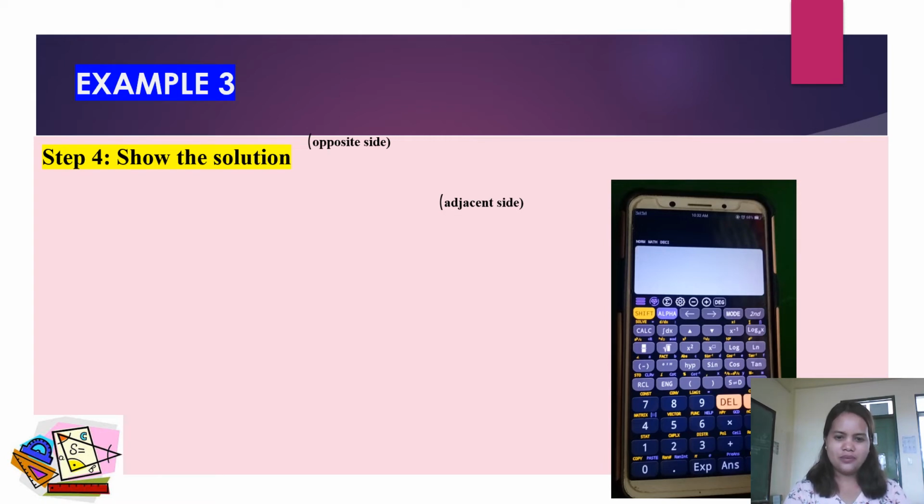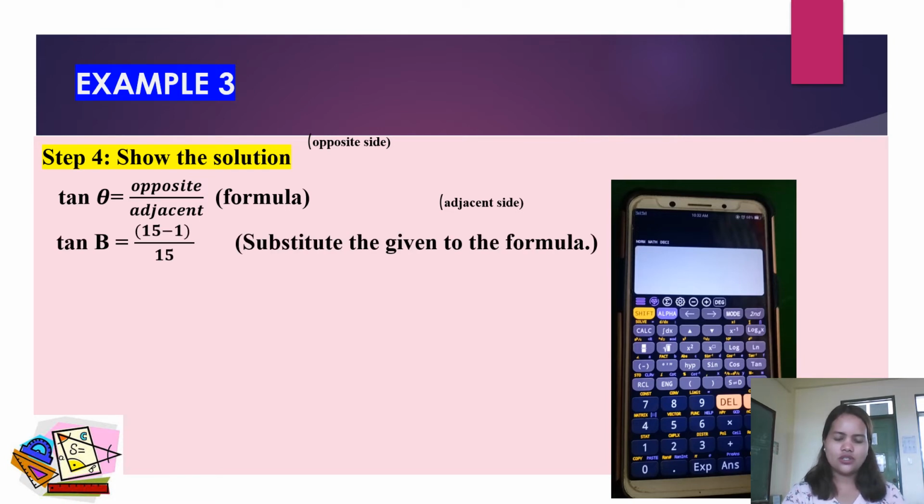So given above is the figure. So tangent theta equals opposite over adjacent. So that is the formula that we are going to use, since the given is the opposite side and the adjacent side. Then substitute the given to the formula. So tangent B, we're going to use big letter B because we are going to find the angle. So 15 minus 1, where do we get 1? Okay. Because we're going to consider Jessa's height.